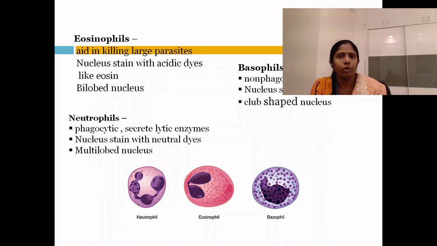Basophils are non-phagocytic granulocytes. Their nucleus is generally club-shaped and stains with basic dyes. Basophils are important in certain types of allergic responses and immune defense. Neutrophils are larger granulocytes. They are phagocytic and secrete lytic enzymes. Their nucleus stains with neutral dyes, and neutrophils also are characterized by the presence of a multi-lobed nucleus. So among these three granulocytes, eosinophils and neutrophils are phagocytic in nature, whereas basophils are non-phagocytic.